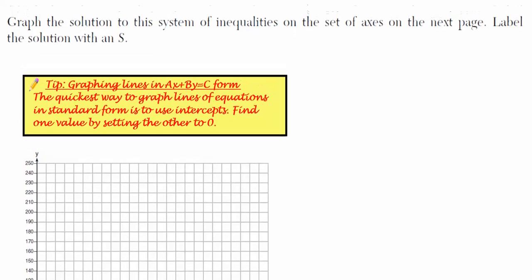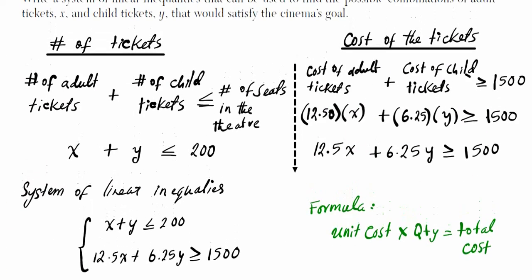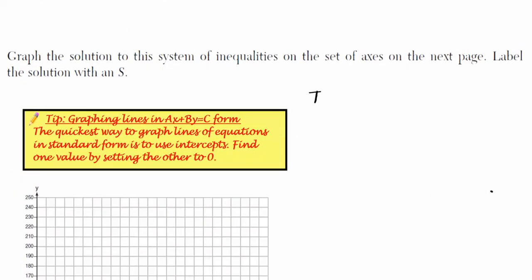Okay, so I'm going to group my two answers into their respective categories. The first one, I'm going to label the tickets. What did we call it earlier? We called it tickets. So, number of tickets inequality. All right, so we're going to graph this one first, and then we'll graph the other one afterwards, okay?